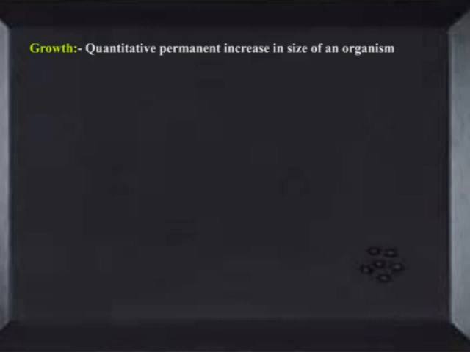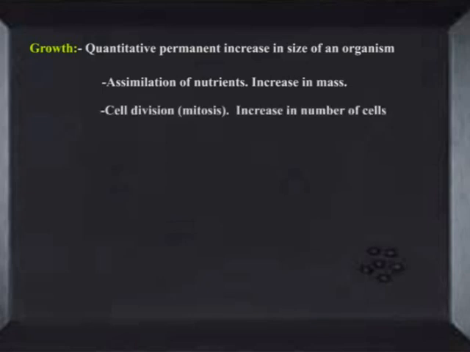For growth to take place, the following events must take place. Cells of the organism assimilate nutrients and hence increase in mass. Cell division through mitosis occurs, and this leads to increase in the number of cells. Finally, cell expansion that leads to enlargement and increase in the volume and size of the organism. It is therefore possible to measure the aspects of growth using such parameters as mass, volume, length, height, surface area, and others.